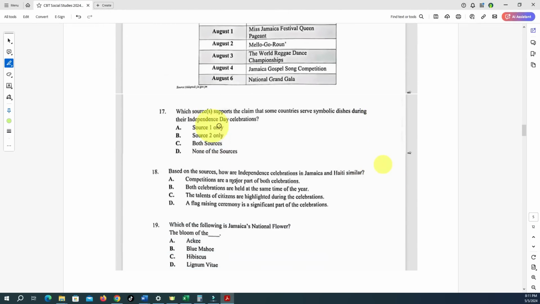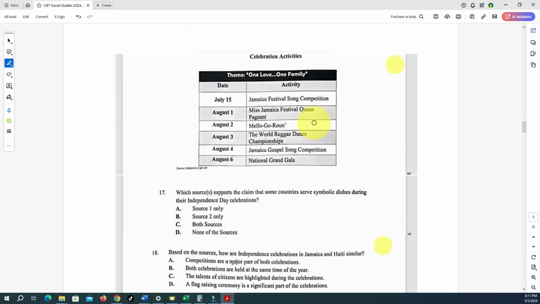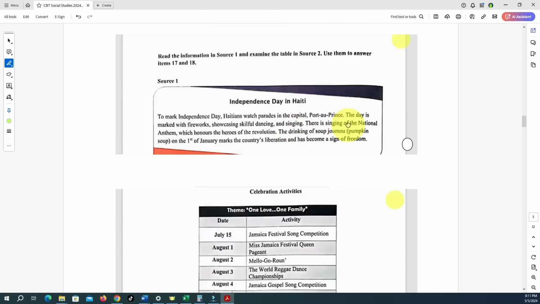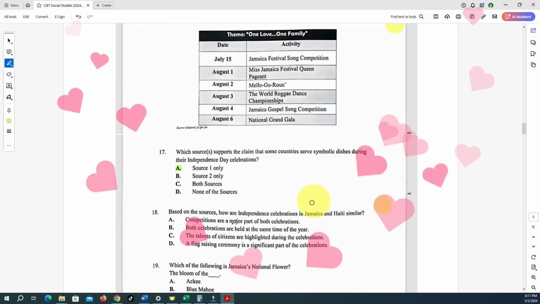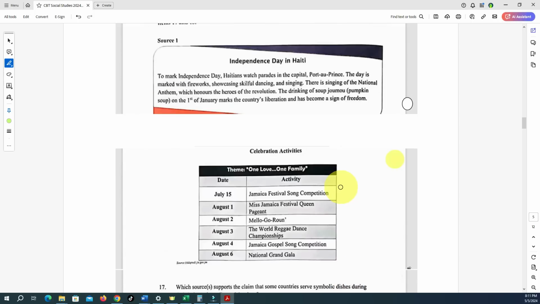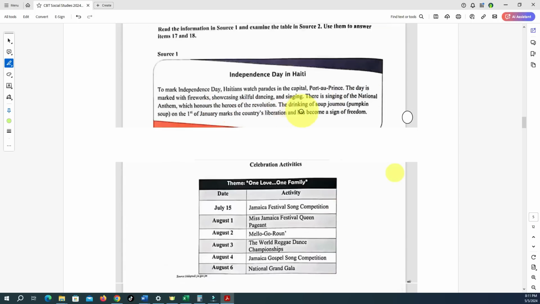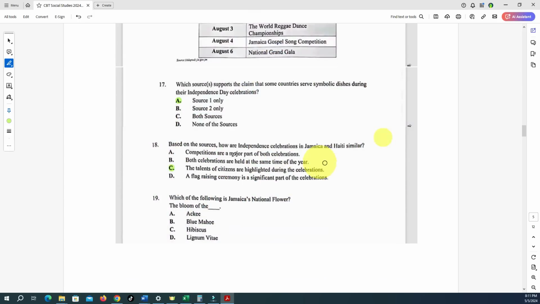Okay, so which source supports the claim that some countries serve symbolic dishes during their Independence Day celebration? Not this one. I'll say definitely source 1 with the joumou pumpkin soup and all of that. So I'll say source 1 only. Okay, 18. Based on the sources, our independence celebration in Jamaica and Haiti is similar. I would say, okay, skillful dancing and singing. Both celebrations are held at the same time. No. Talents and citizens, I'll say C for that one.